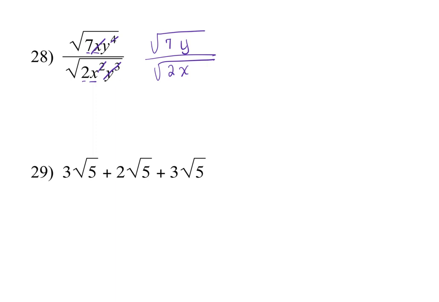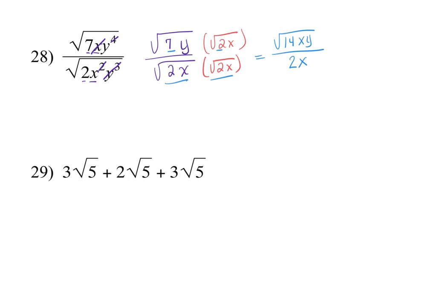I need to get rid of my radicals in the denominator. So once I've simplified everything that I can, then I am going to multiply everything by the radical that's in my denominator. So I'm going to multiply this by the square root of 2x, and the top by the square root of 2x. And then I just multiply what's inside. 7 times 2, that's 14, and I have an x and a y. And on the bottom, remember when I multiply a radical by itself, I just get what was inside.